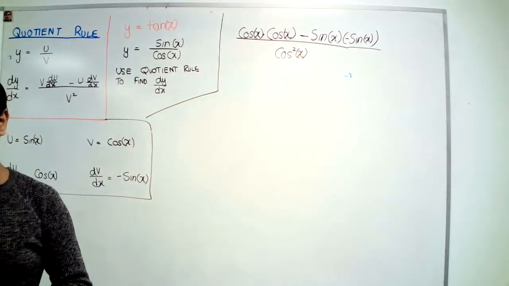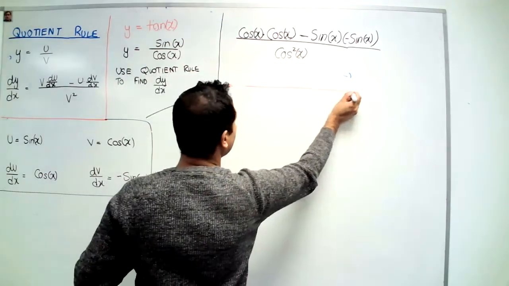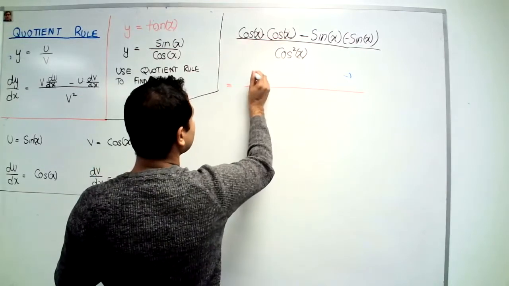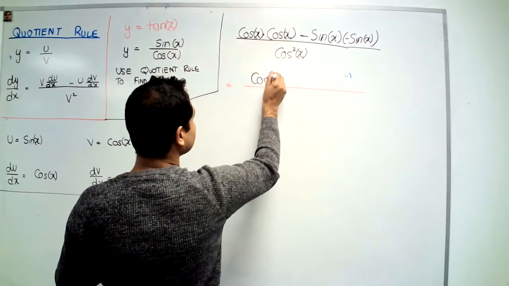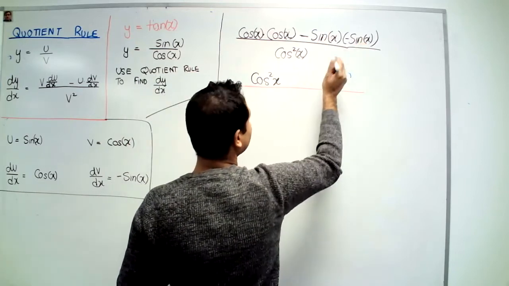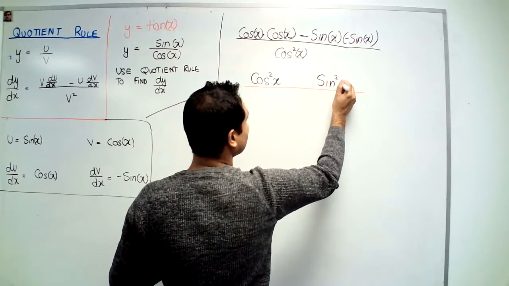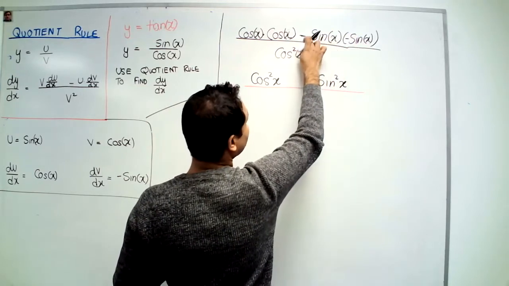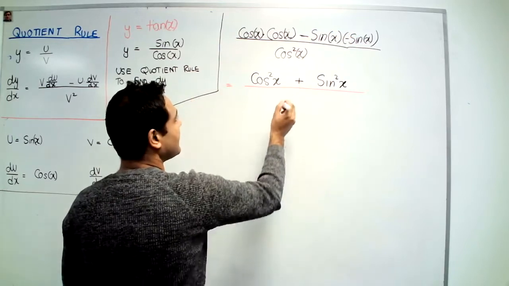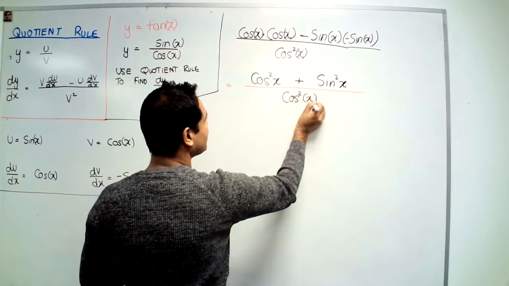Now we need to simplify. cos x times cos x becomes cos squared x, and sin x times sin x becomes sin squared x. Now this is a minus and a minus, and the two minuses make a plus. And the bottom is just cos squared x.